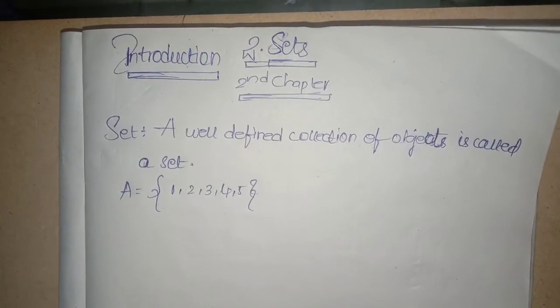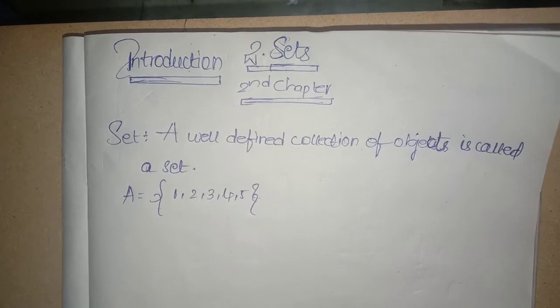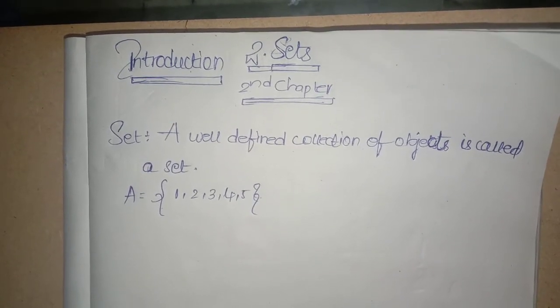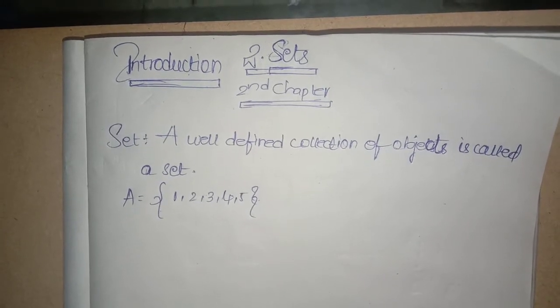Welcome to our channel. Today we will discuss the sets chapter. It is the second chapter in mathematics in 10th class. So, what is a set? A well-defined collection of objects is called a set.